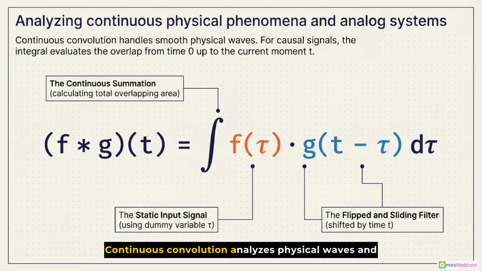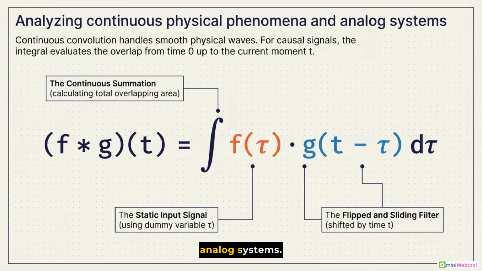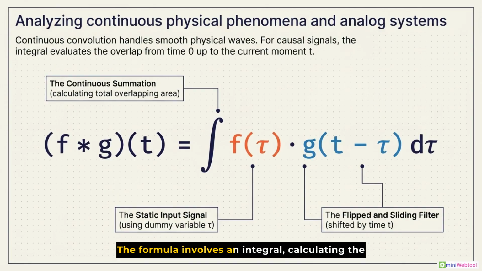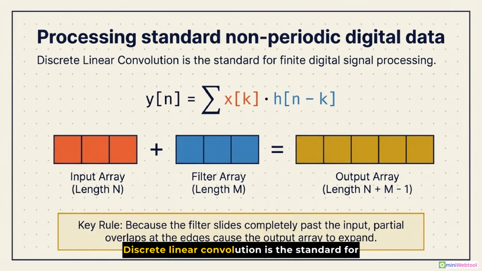Continuous convolution analyzes physical waves and analog systems. The formula involves an integral, calculating the total overlapping area of the static input signal and the flipped and sliding filter. Discrete linear convolution is the standard for non-periodic digital data. The output array's length expands because the filter slides completely past the input, causing partial overlaps at the edges.